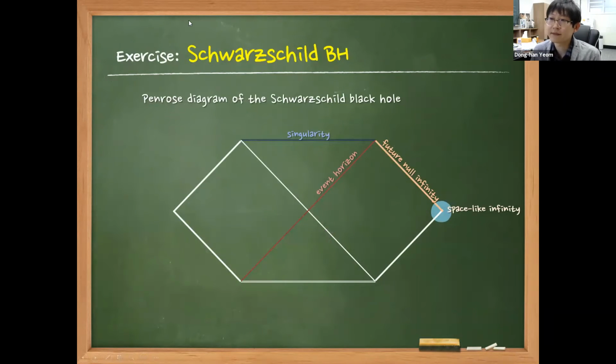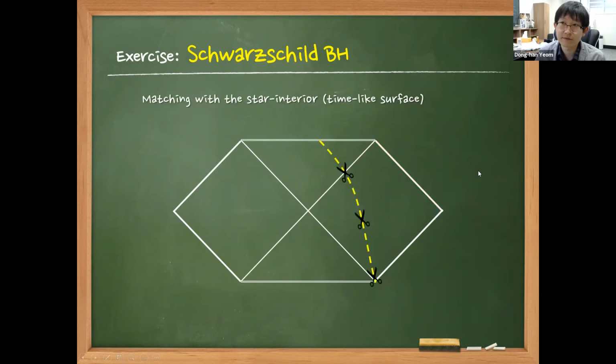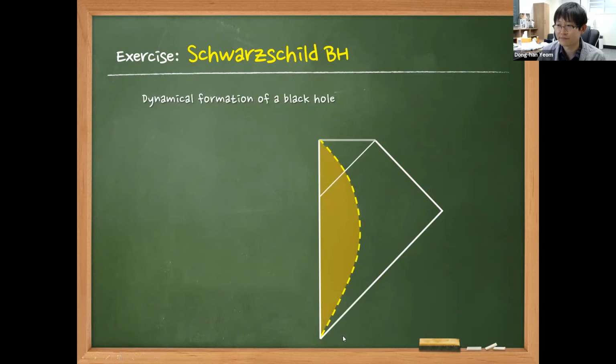So let's apply this to the Schwarzschild black hole case. This is the global structure of the static space-time. And two days ago, I mentioned that we have to cut the star interior as a time-like surface, and cut and paste the star interior and the outside geometry. This is the dynamical formation of a black hole.